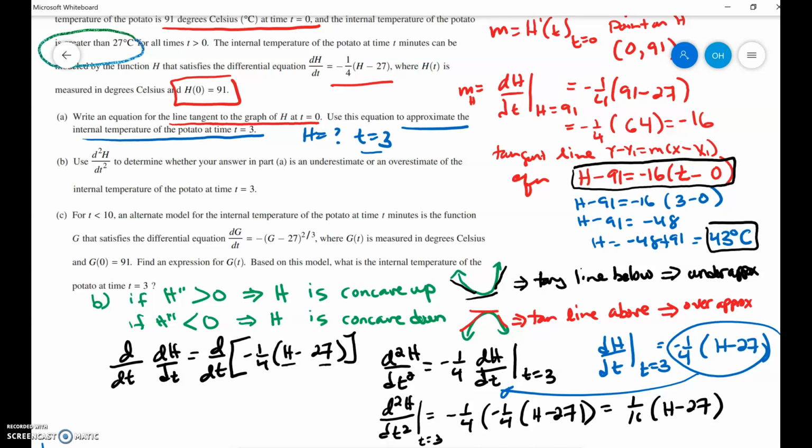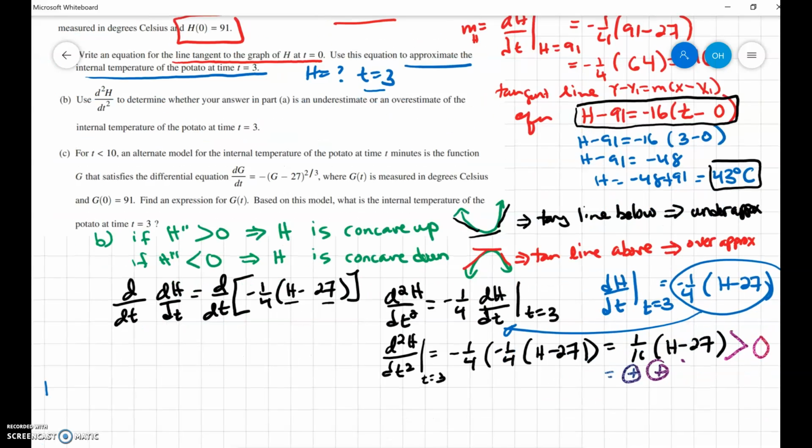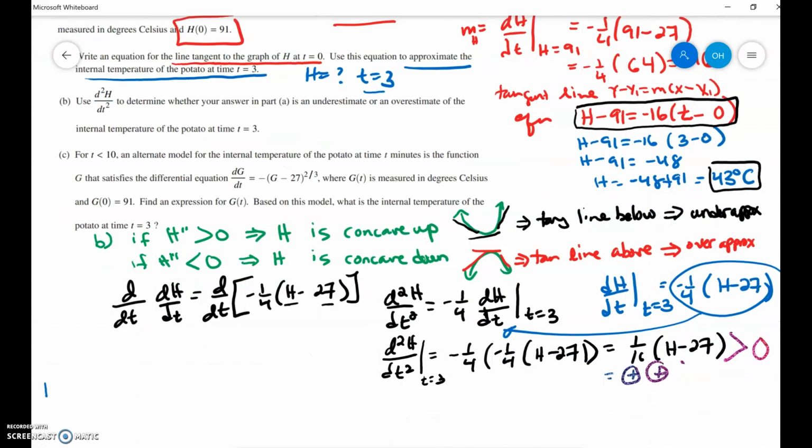So if I just do an analysis of what the sign would be, well, 1/16 is always positive. And if this number for h is always going to be over 27, this is positive. So that means that this is greater than 0. H double prime is always positive. Okay, so then if h double prime is always positive, then that means that h is concave up. So if it's concave up, then we have this scenario right here, which means that it is going to be an under approximation or an underestimate.